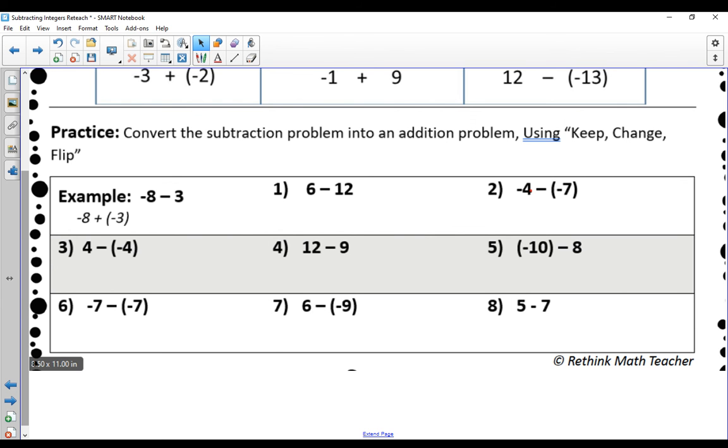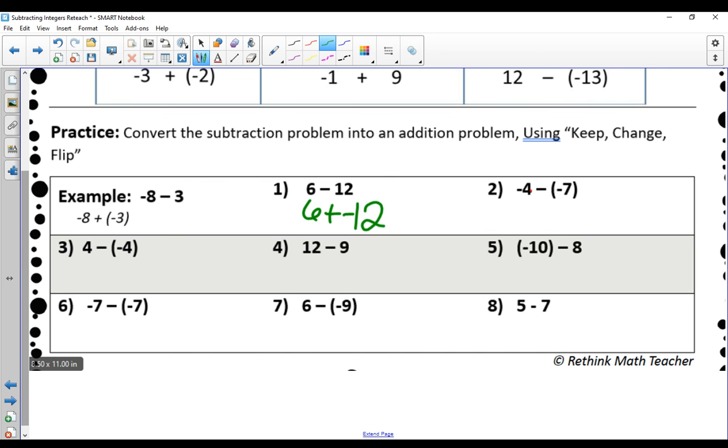Now, for this first part of the practice, we are just focusing on the fact that we are doing the keep, change, change. We are not solving. Keep, change, change. Do not solve. So for example, number 1, we have 6 minus 12. If I want to keep, my first number is going to stay 6. I then am going to change my subtraction sign into that addition sign. Now, that 12 is considered positive. So I want to turn my positive 12 into its opposite, which is then negative 12.